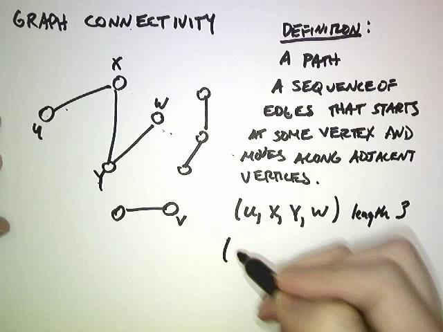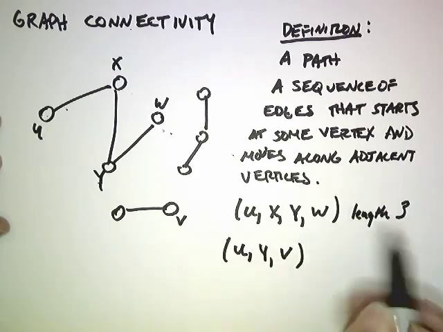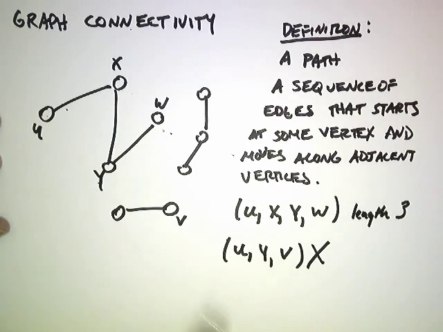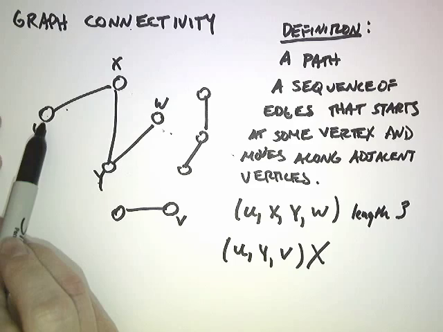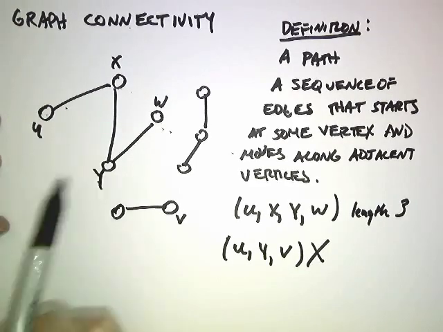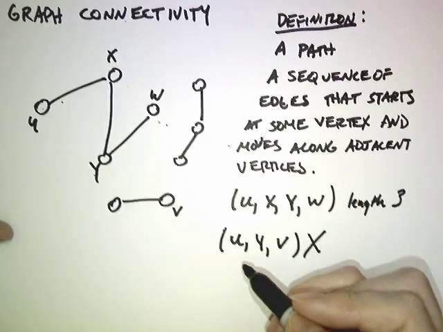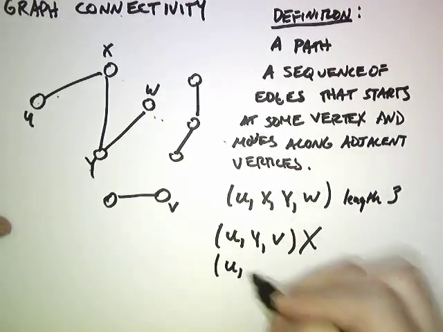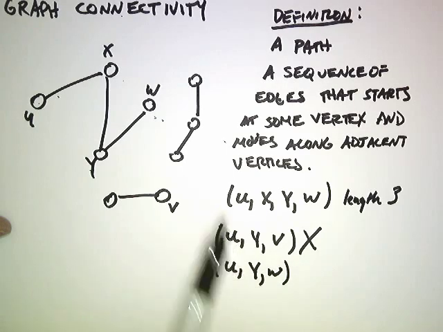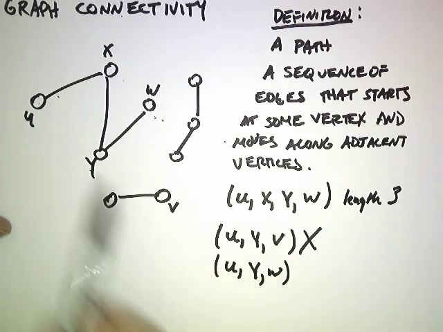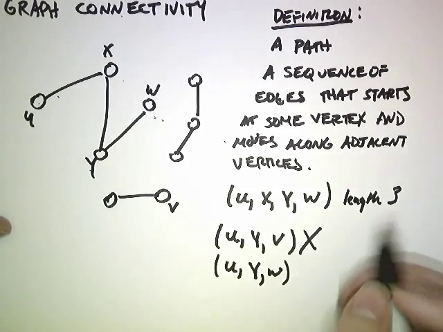Now if you wrote down U, Y, and then V, I would say this is not a valid path because U and Y are not adjacent, and then Y and V are not adjacent. So I would also say that U, Y, W is not a path, even though Y and W are adjacent. Again, I can't directly go from U to Y, they're not adjacent vertices.